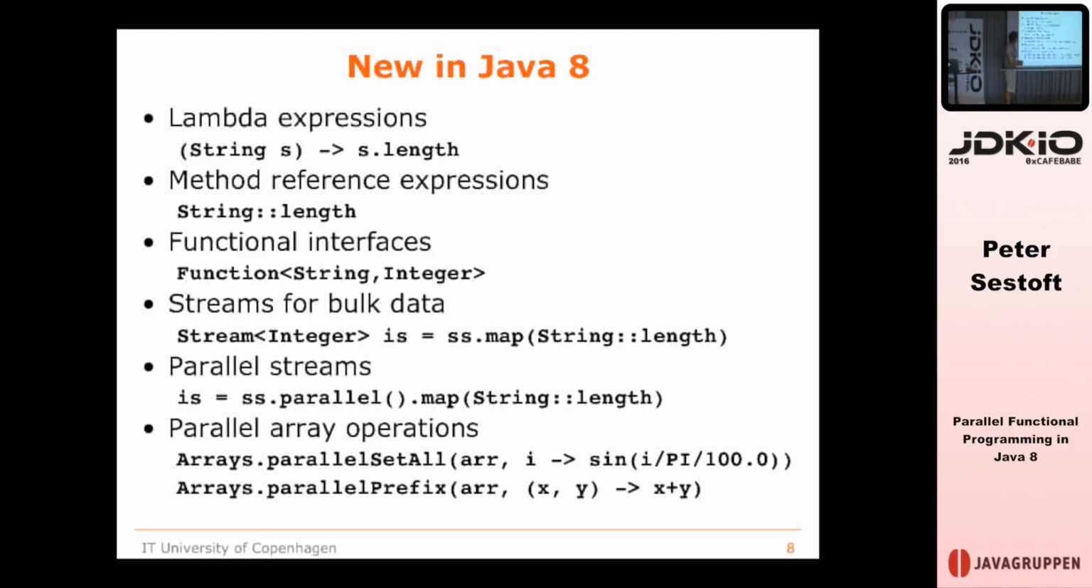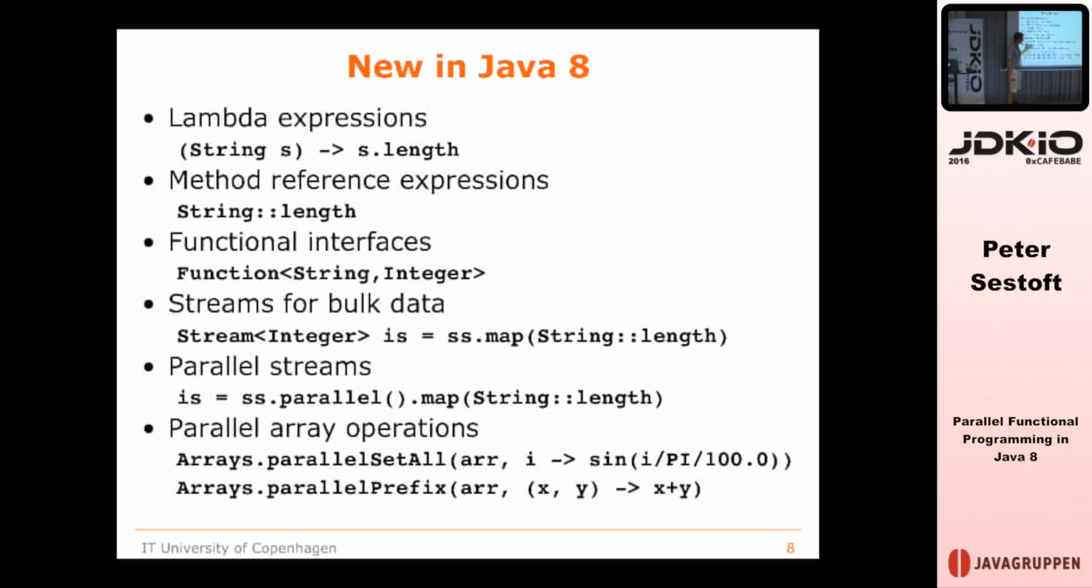We can write more or less the same thing by saying String::length. That's the String class's length method. And then these things have types. So a possible type for those two things is a function from string to integer. So we can have functions.